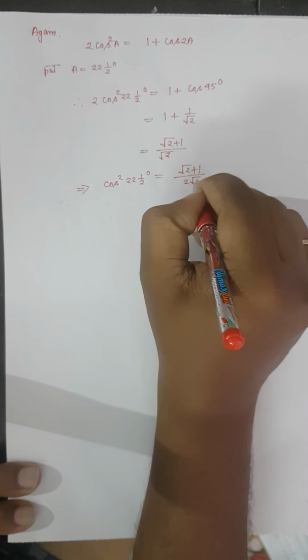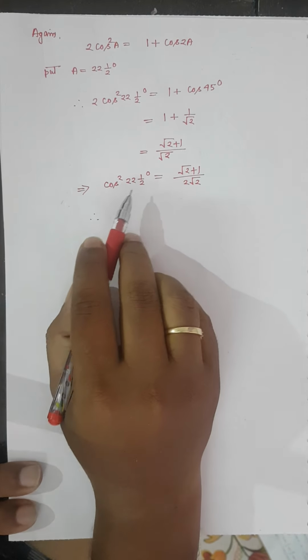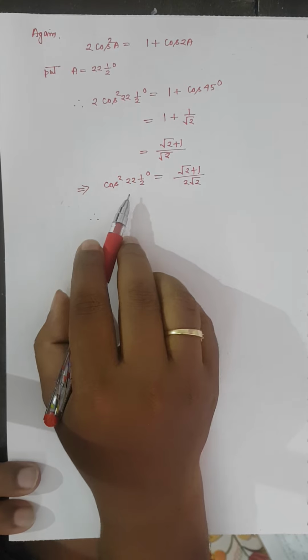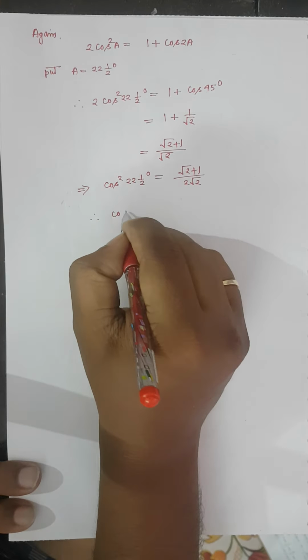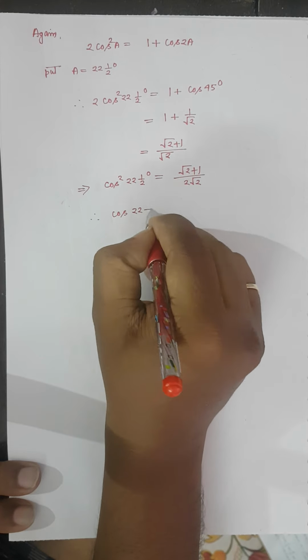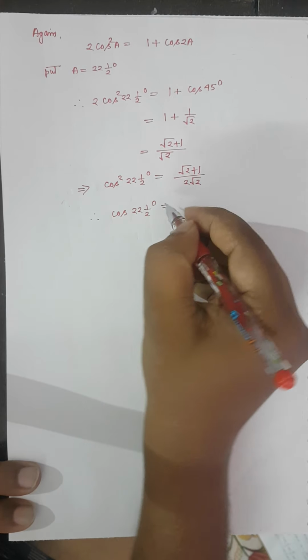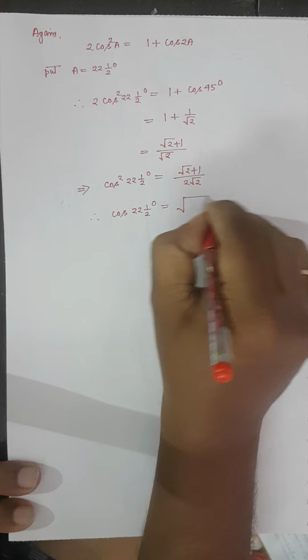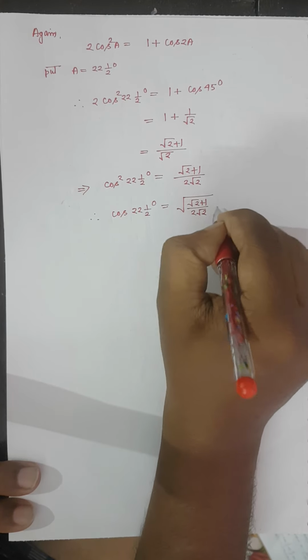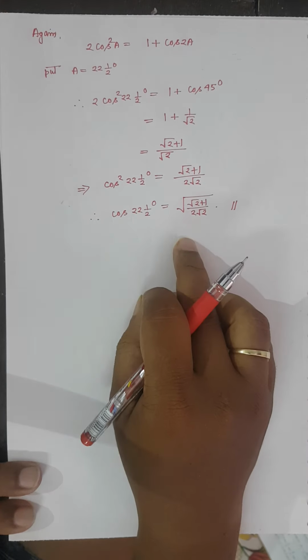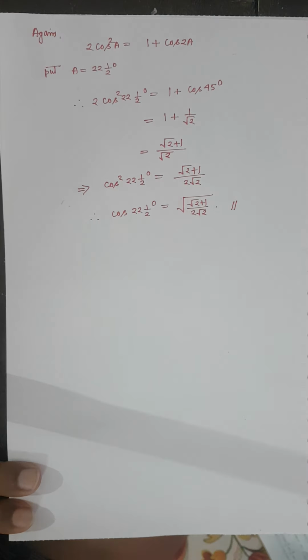Now see, 22 and half degree is an acute angle, so in first quadrant cos is always positive. So if I take square root, I must take the positive value for cos 22 and half degree. So it will be equal to square root of root 2 plus 1 by 2 root 2. This is the value of cos 22 and half degree.